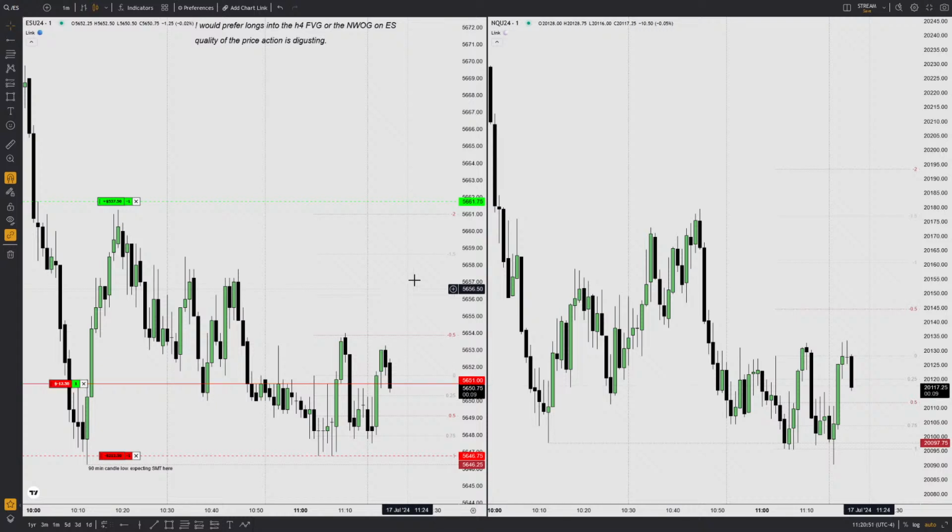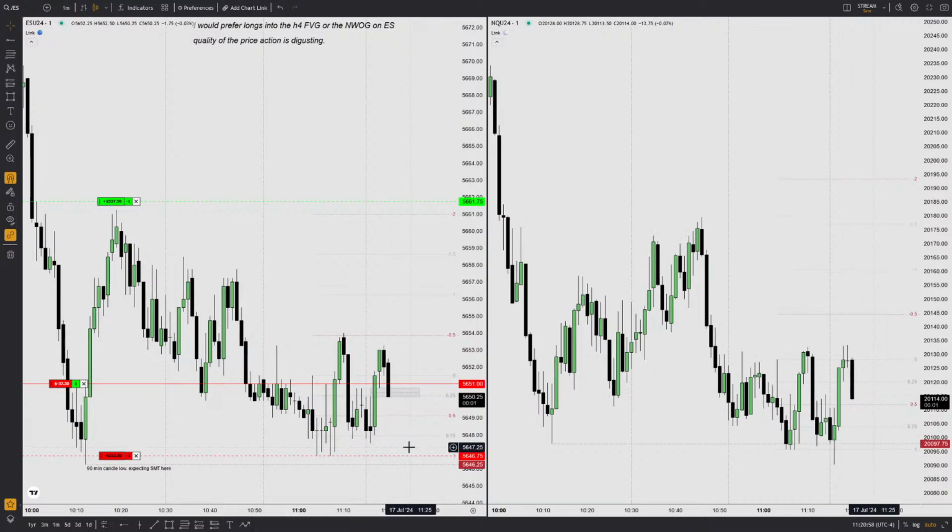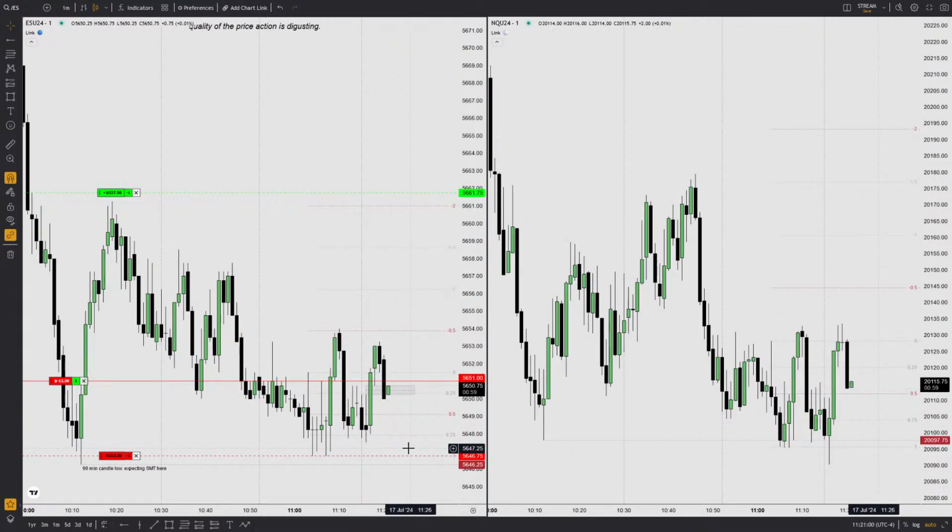Right, so right now we are returning back into this small little fair value gap here. This trade might take longer than what I was anticipating because of the current underlying market conditions. Right, because so far we are still within the range. We are not breaking out the range yet.